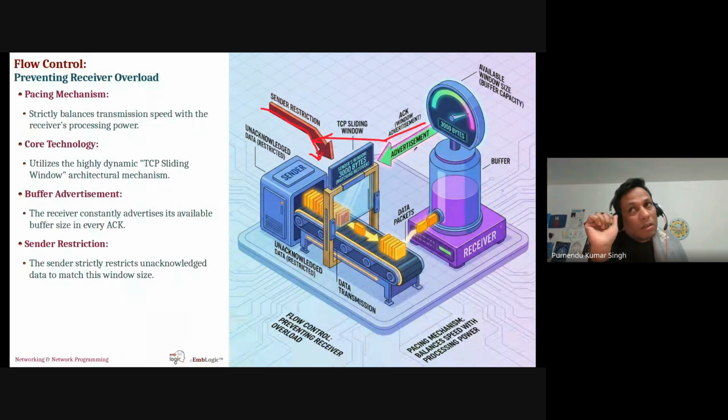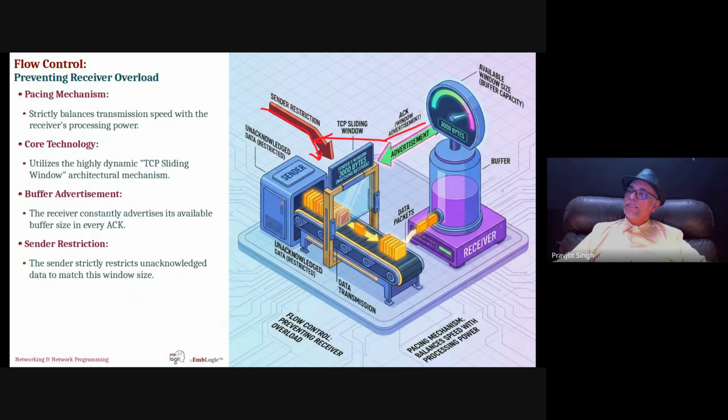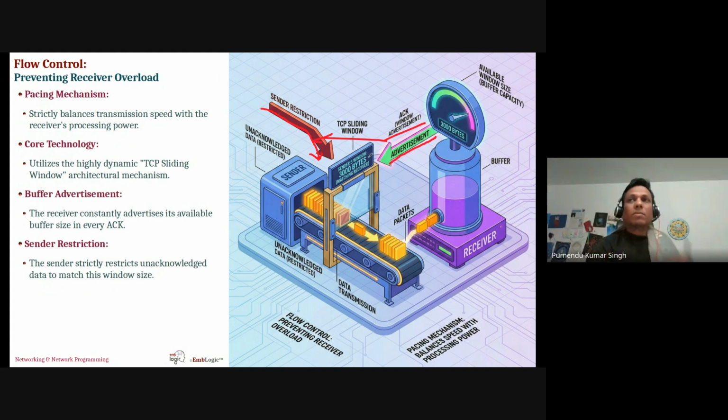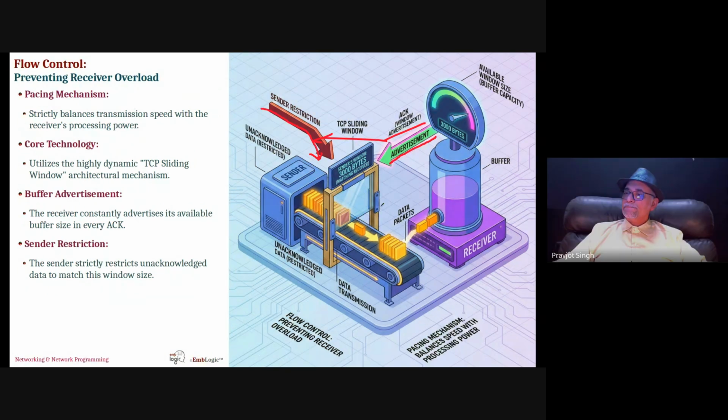Yes. This is sliding window. The receiver will keep on advertising how many maximum number of segments I can handle. Accordingly, the window will be set up. Window size will be adapting itself. This is flow control. This is the only flow control that happens in TCP, and there is no other flow control.